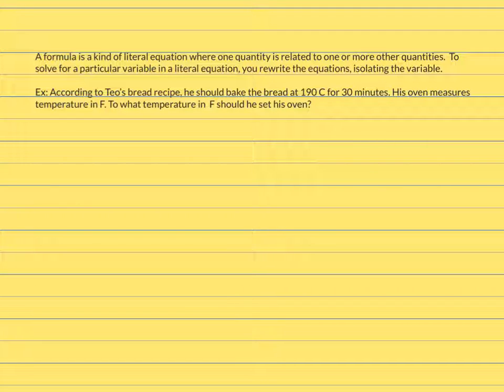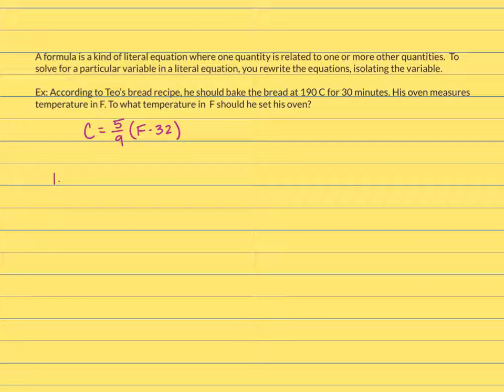So the first example we're going to look at says, according to Tio's bread recipe, he should bake the bread at 190 degrees Celsius for 30 minutes. His oven measures in Fahrenheit. To what temperature in degrees Fahrenheit should he set his oven? So the formula to convert Celsius to Fahrenheit is C equals 5/9 times the quantity of F minus 32. But we don't want to solve for C because right now it's C equals, so it's relating C to other quantities. Instead, we want to solve for F.